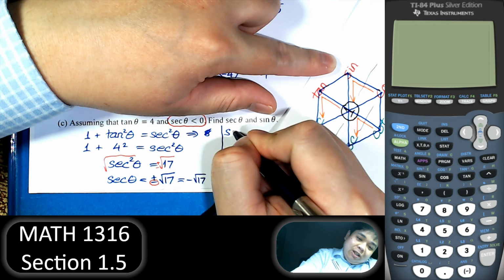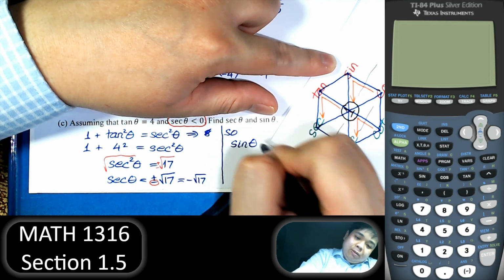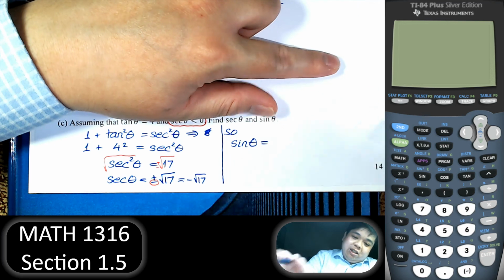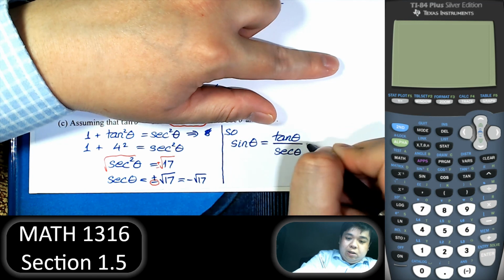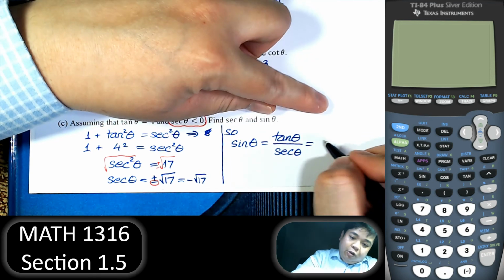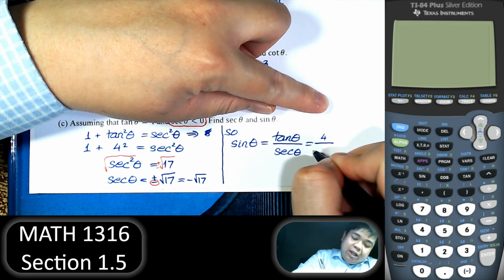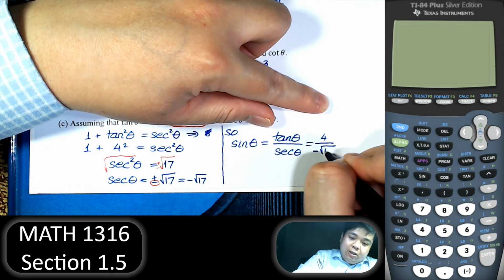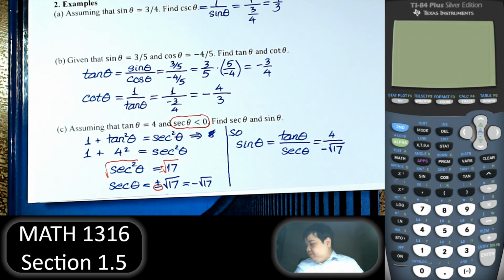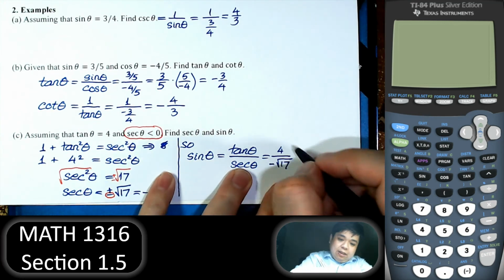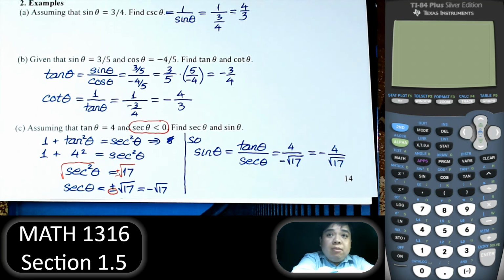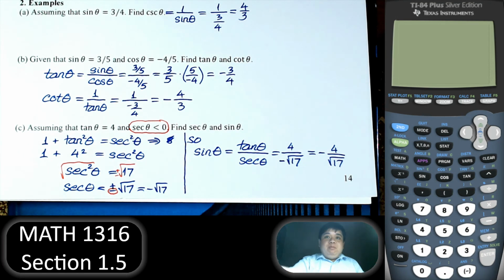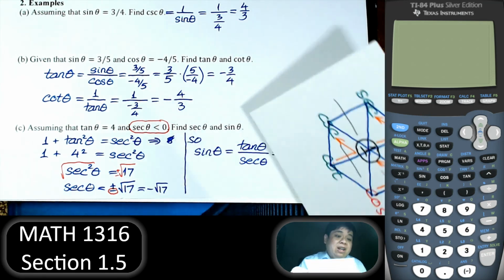So sine, according to this, is tangent over secant. Let's just write negative 4 over square root of 17. That certainly works. So we used all the fundamental identities, we can do that.